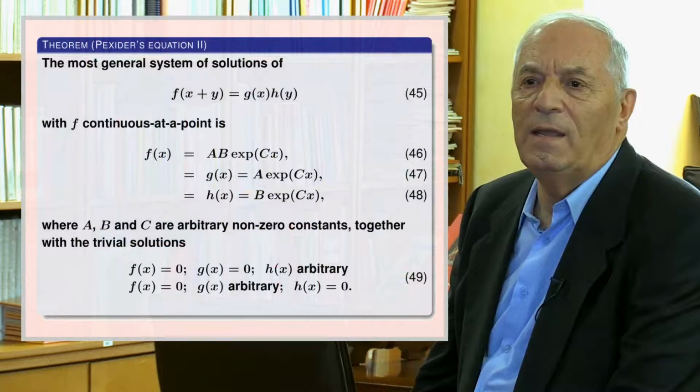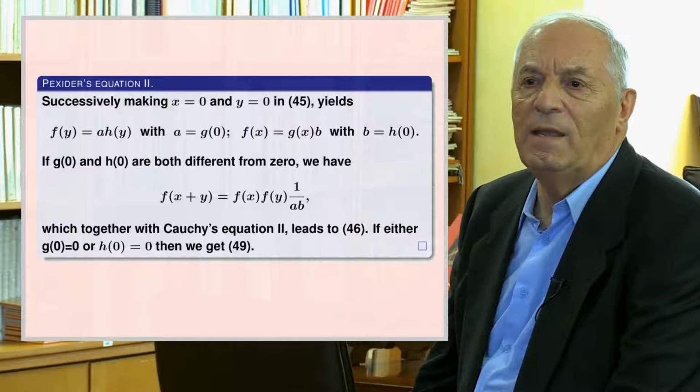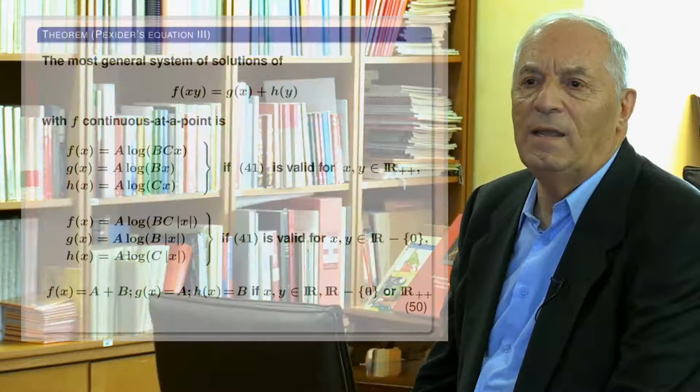This theorem provides the general solutions for the Pexider's equation 2. As before, the proof reduces to making x equal to 0, y equal to 0, and replacing back into the initial equation with the indicated changes of function. With this, we get the Cauchy's equation 2 and the desired solution.